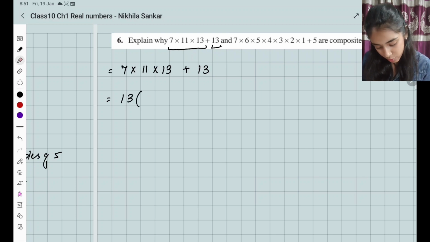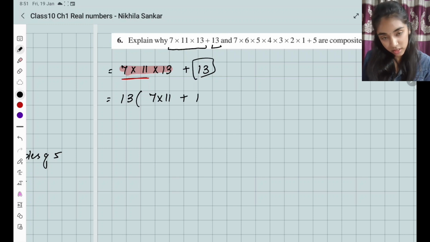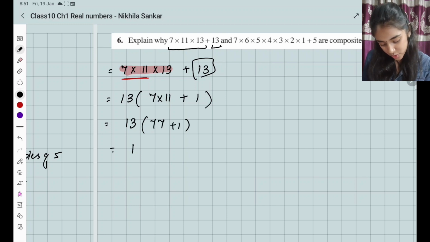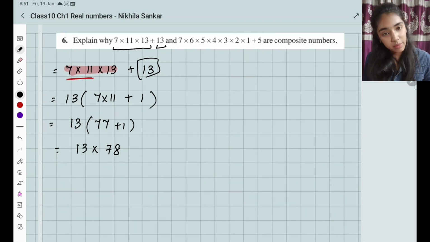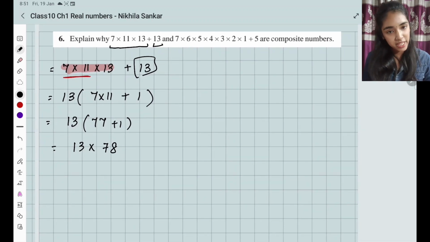From the first term, what is remaining? This is the first term. So idile enna remaining ah irukku? The remaining number is going to be 7 into 11. So you have 7 into 11 plus second term la enna remaining ah irukku? 1. 13 into 1 illaya. So this is going to be 13 into 7 11s are 77 plus 1. So this is going to be 13 into 78. What is the composite number? Composite number can be expressed as product of prime numbers.